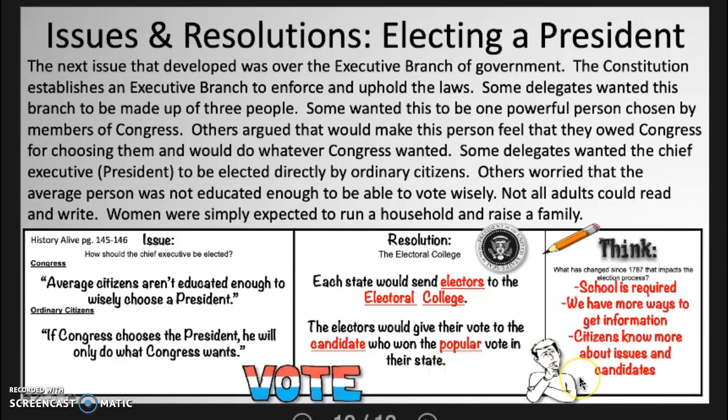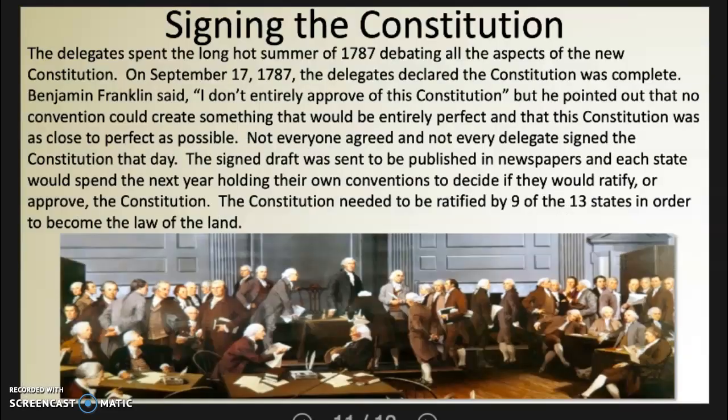Since then, some changes have taken place to change the election process, like the requirement of school through 12th grade, more ways for citizens to get information, and citizens just in general knowing more about issues and the candidates. Okay, let's wrap this up by flipping your packet back to the timeline. The timeline is located on Notes 2.